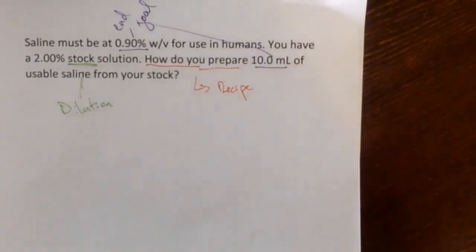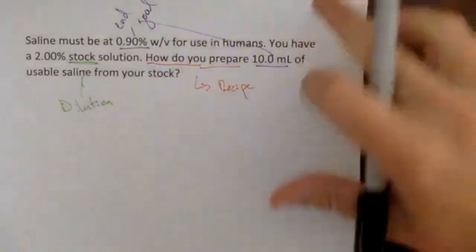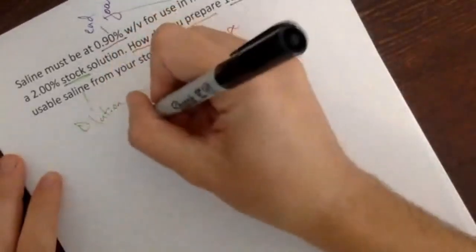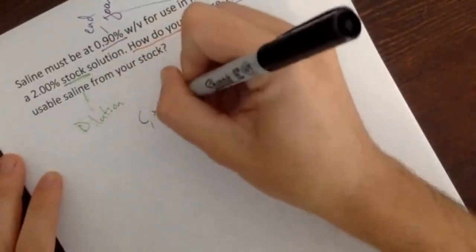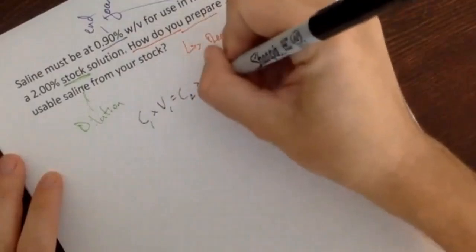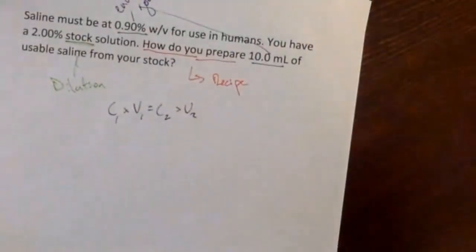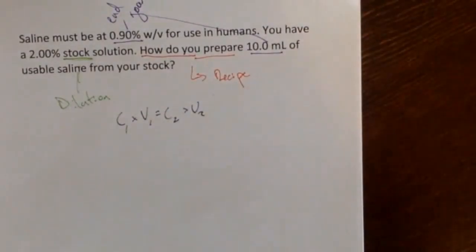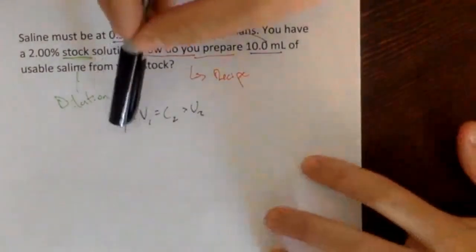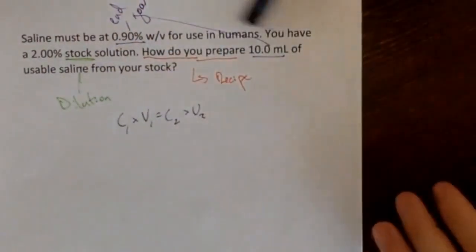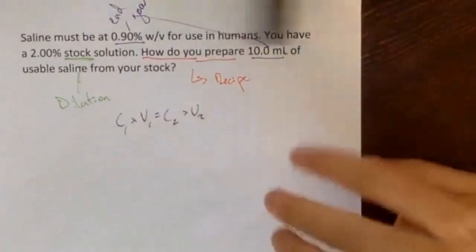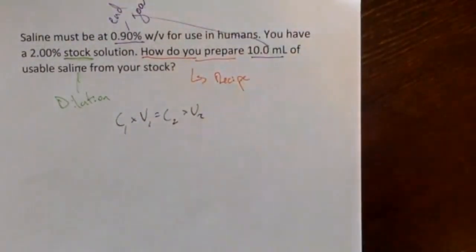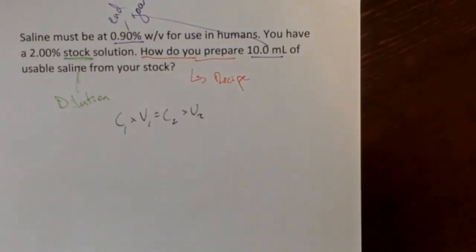So whenever we are dealing with dilution, we want to use our dilution equation: C1 times V1 equals C2 times V2. C stands for concentration, V stands for volume. So we want those variables to be filled in. We've got 4 variables, 1, 2, 3, 4. If we want to solve for 1, we need to be given 3. So 1, 2, 3, we do have those 3 variables. We can solve for the single unknown, the 4th variable.